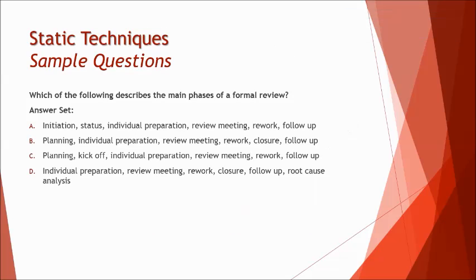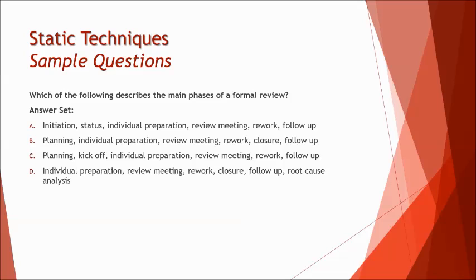So here, the very first question is from the formal review process: which of the following describes the main phases of the formal review process? Now, when you talk about the main phases of formal review, the formal review basically consists of 6 stages, if you remember from tutorial 1 of this chapter, that is planning, kickoff, individual preparation, review meeting, rework, and follow-up.